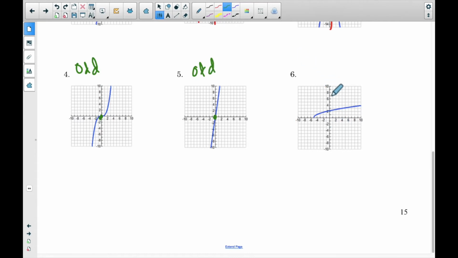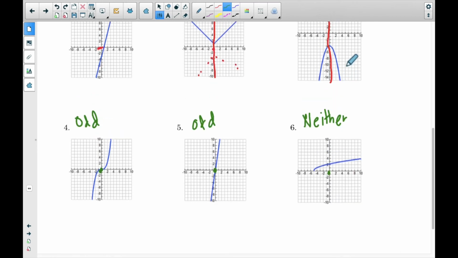Number 6, even, odd, or neither. Well, it's not even because we couldn't fold it along the y-axis, so that does not work. Neither is it odd, because if we rotate this, it's not going to happen either. So this one is actually neither. It's neither even nor odd.